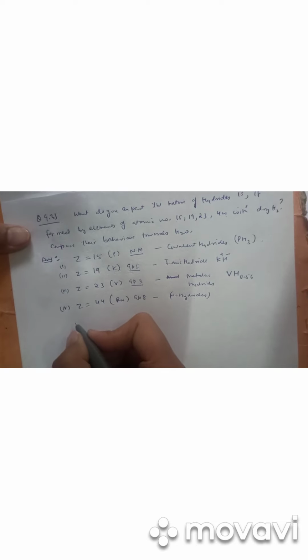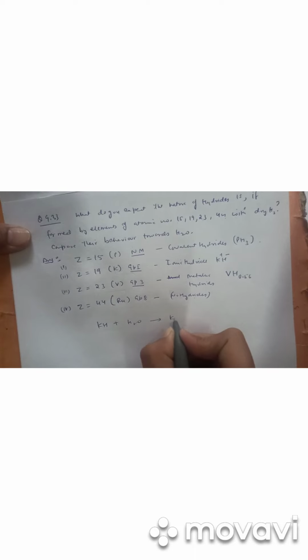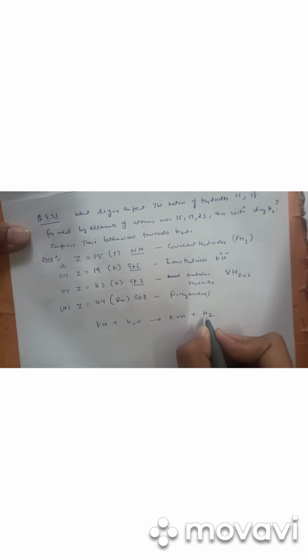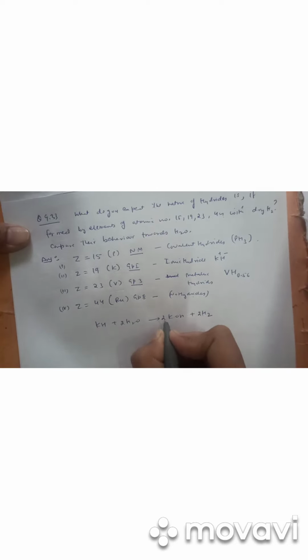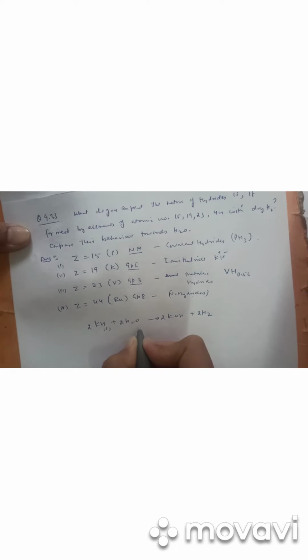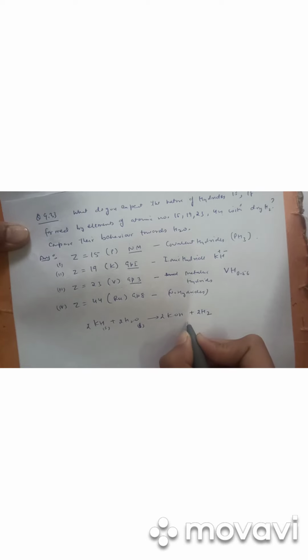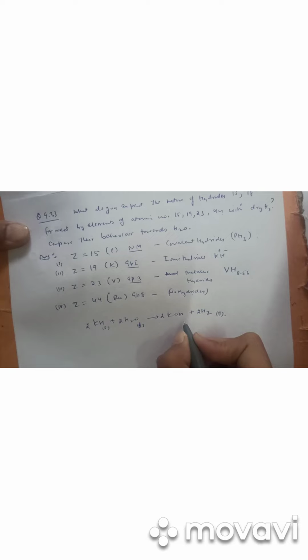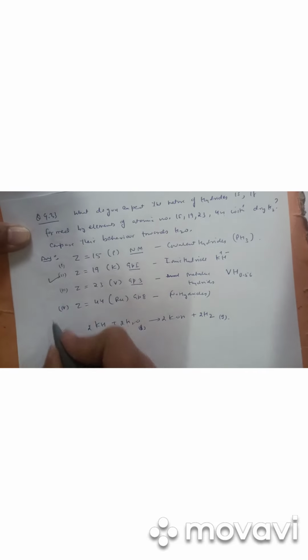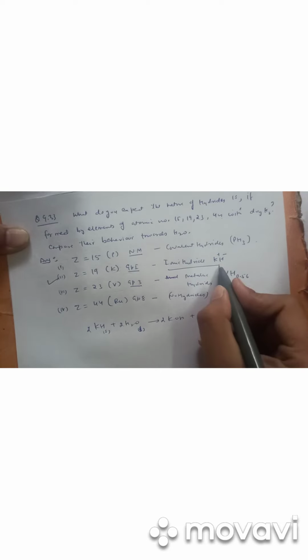Now the question is, compare their behavior toward water. The only hydride which reacts with water and evolves hydrogen is potassium hydride. When it reacts, it forms KOH and hydrogen gas. So we can balance the reaction. It is solid, and water should be liquid, and this is gas. So like this we got to know that the only reactive hydride is the ionic hydride.